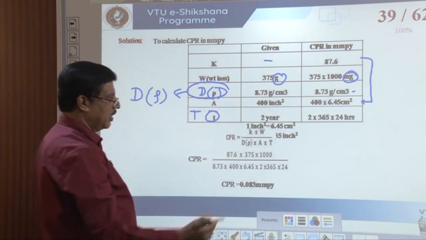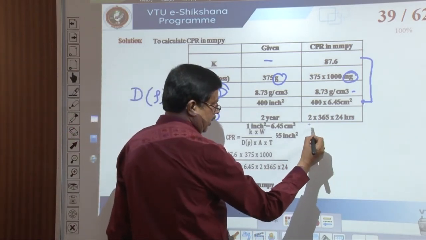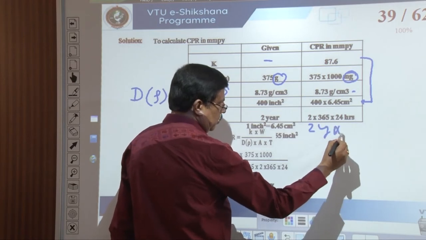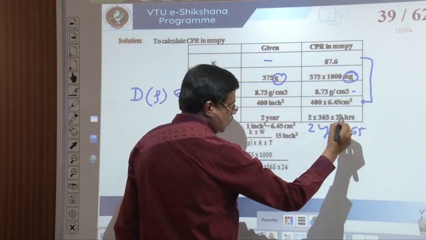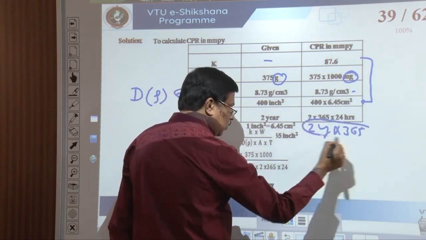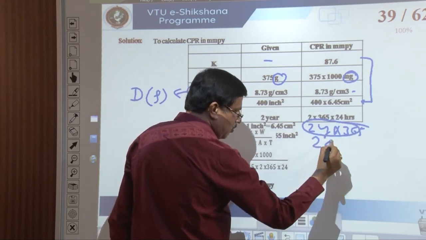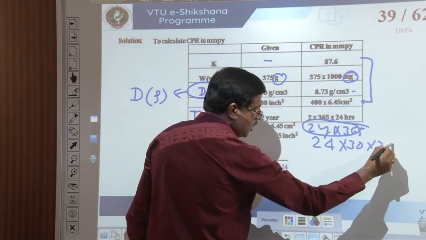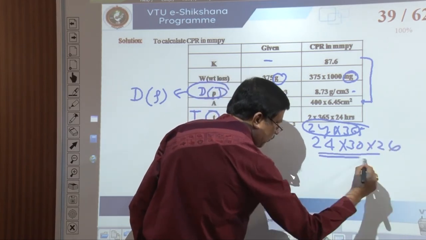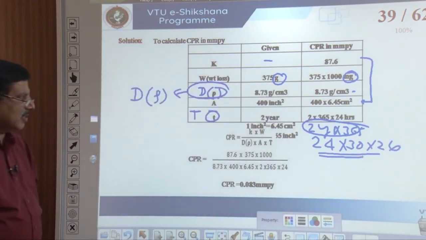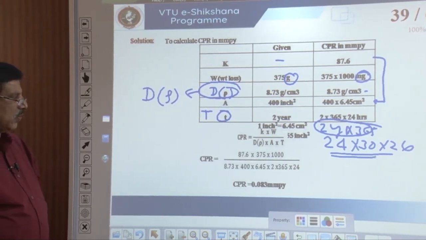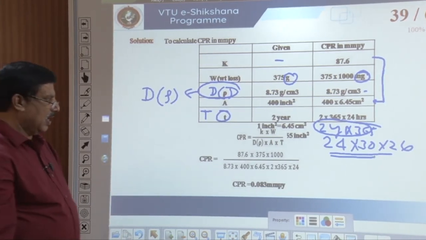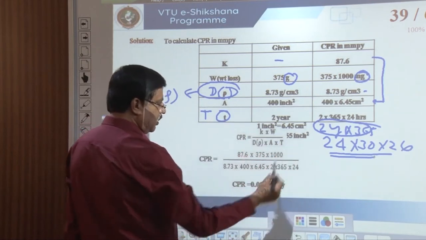And 2 years, they are given 2 years, so 2 into 365 days into 24 hours. Even if you take 2 years as 24 months into 30 into 24 hours, we will not deduct marks. We will give full marks because 2 years means 24 months. Already I told you this inch is converted into this one.